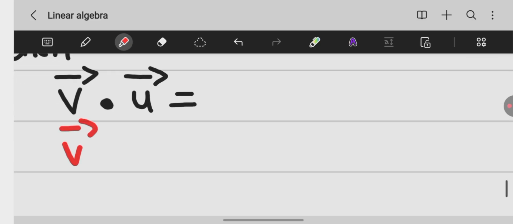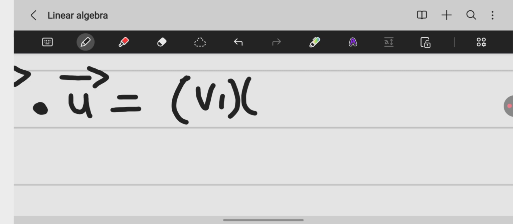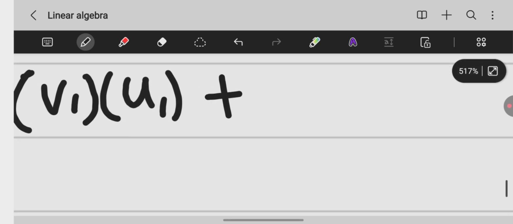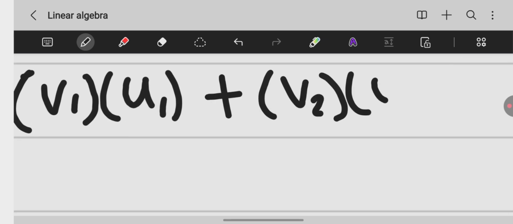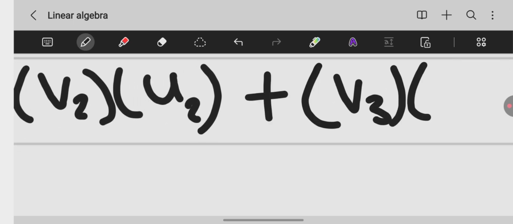So cross product would basically have a cross like that. So V is crossed with U. This time V is dotted with U. So you basically have, let's just do v1 multiplied by u1 plus v2 u2 plus v3 u3 actually.